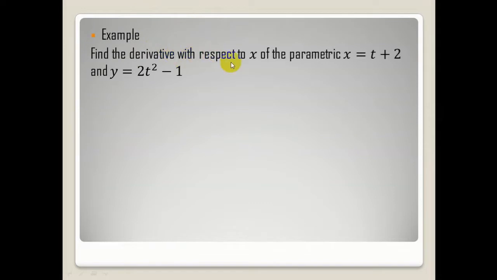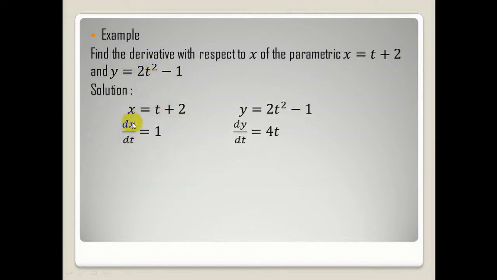Find the derivative with respect to x of the parametrics x equals t plus 2 and y equals t square minus 1. So the solution we see here is x equals t plus 2, so we should differentiate x with respect to t and y with respect to t. So x equals t plus 2 has derivative 1, because the derivative of t is just 1. And then the derivative of y with respect to t is 2t. Okay? Remember, please differentiate with respect to the variable.